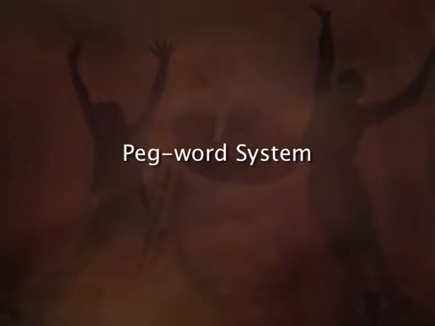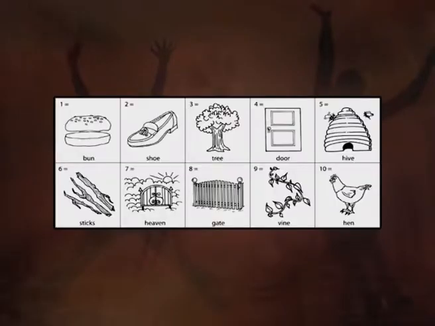The other one is the peg word system. The peg word system allows you to associate items with numbers so that, given the item, you can recall its number or vice versa. If you look at the example, you have pictures like bun, shoe, tree, door, hive, etc. So here 1 is equal to bun, 2 is equal to shoe, 3 is equal to tree, 4 is equal to door, and things like that. So you are associating a number with a particular word or a particular item.